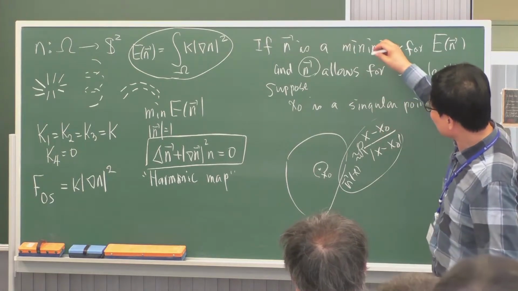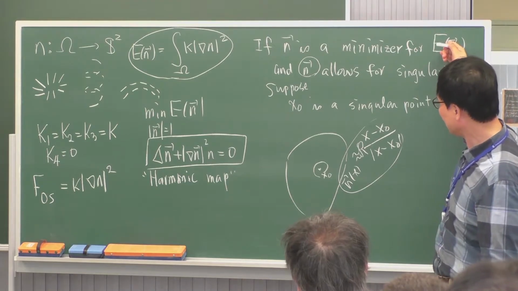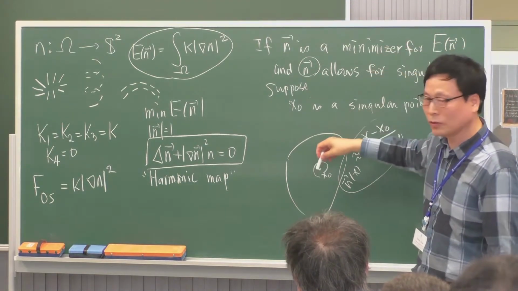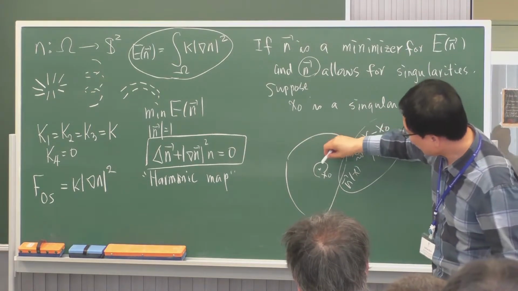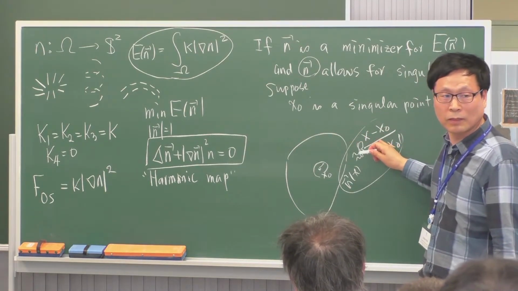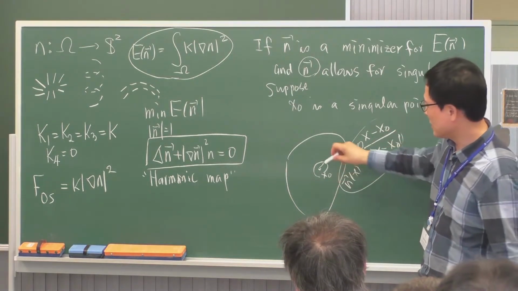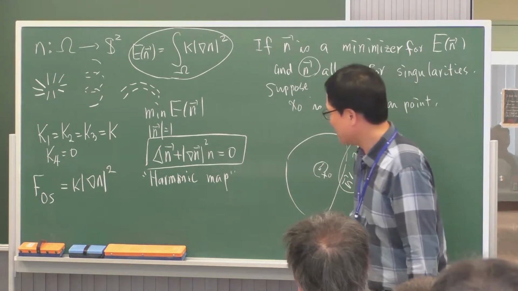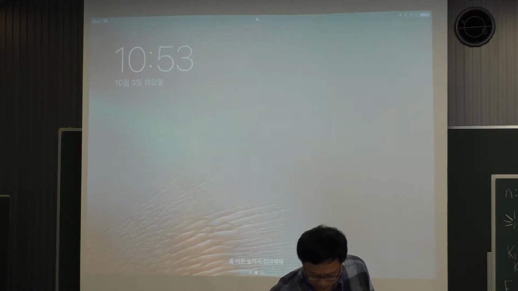So the important thing is that if a minimizer allows a singular point, the singular point looks like this, and it has topological degree 1. A degree 1 singular point. So that's it for the Oseen-Frank energy.